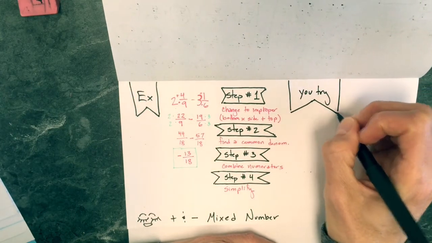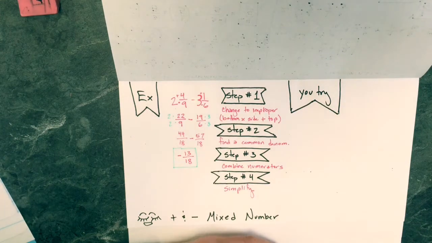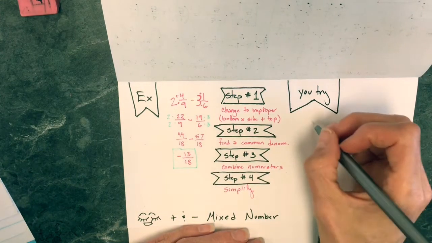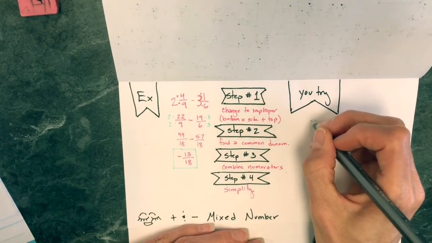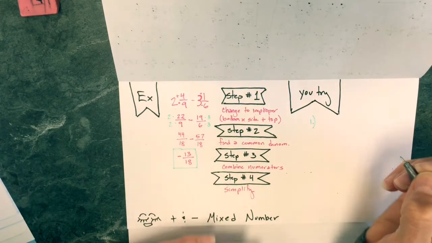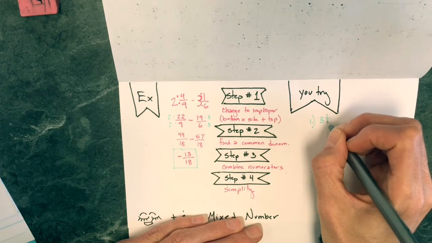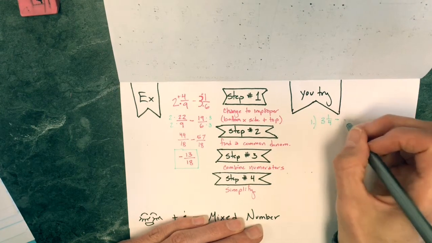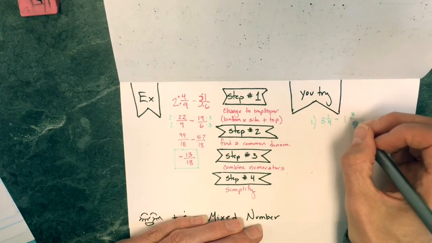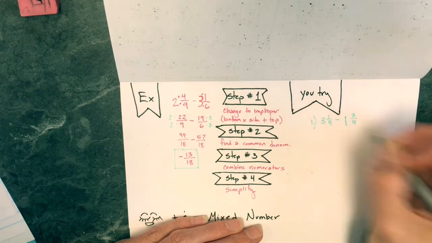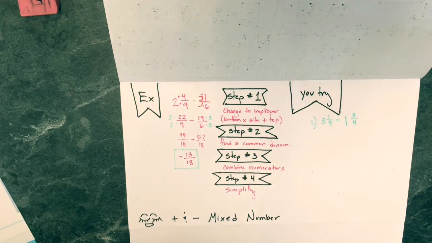Over here, lots of banners. So how about you make it green? The first one, I want you to follow the steps and subtract these two mixed numbers. So go ahead and follow the steps. Pause.